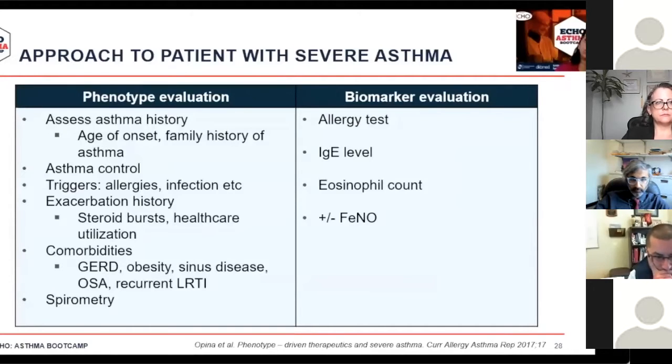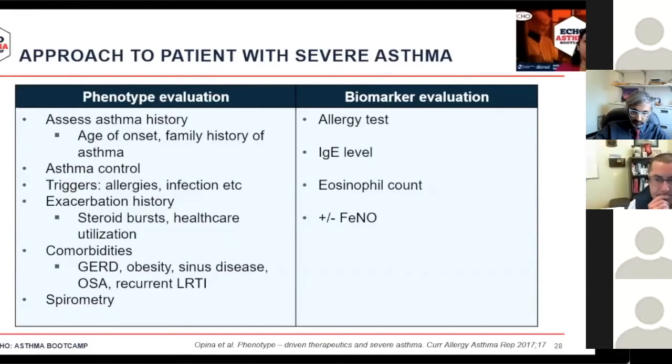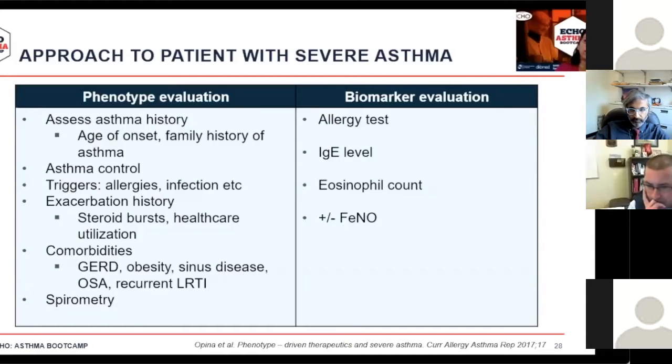So to review for a phenotype evaluation, you really want to get an appropriate asthma history. How old were they when they first started having asthma? Do they have a strong family history? How's their asthma control? Are they high healthcare utilizers, or is it well controlled? Do they have frequent exacerbations? What is it that triggers their symptoms or exacerbation? Is it allergies? Is it more infections? Is it more exercise? Is it aspirin?